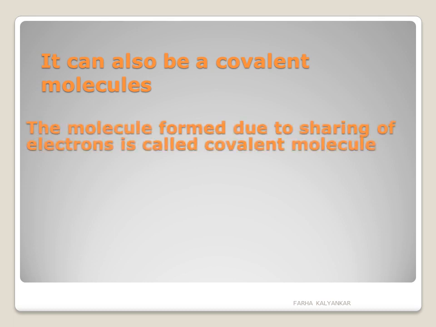Covalent bonding also helps in the formation of covalent molecules. They are the molecules which are formed due to the sharing of electrons. For examples, we have chlorine molecule, oxygen molecule, and nitrogen molecule.